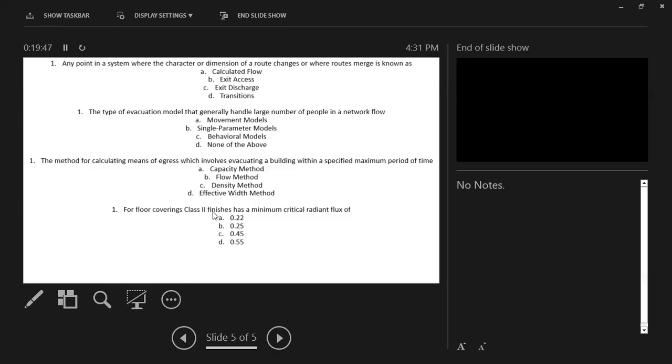For floor coverings, class 2 finishes has a minimum critical radiant flux of 0.22. Yes, that is 0.22. Okay, so you can see here, there are some questions that are easy to answer.